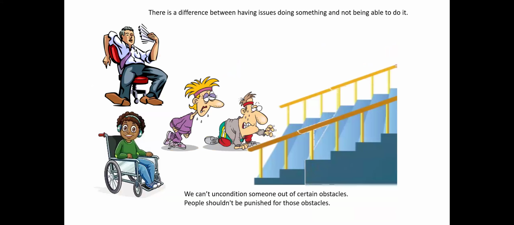We also need to recognize that there is a difference between someone who won't or someone who struggles with something and someone who can't. Like Johnny here, it's going to be very, very difficult for him to get up those steps. The one guy in the chair just needs to get up and go. The other two may need to sit for a while and recuperate, but still, they're more than likely going to be able to get up those steps.